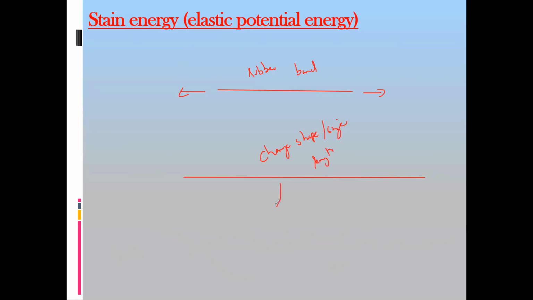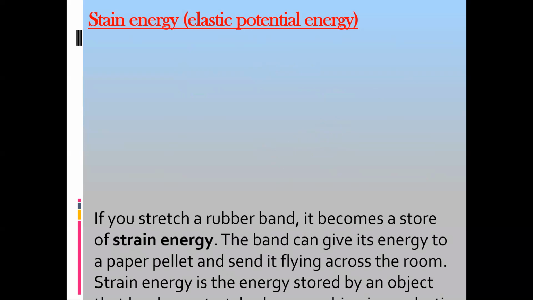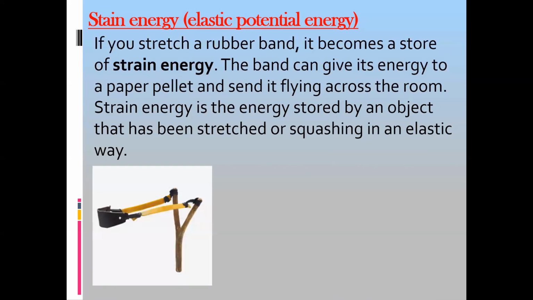And which form of energy does it store? We call it elastic strain energy. So whenever objects store energy due to deformation, change in length, shape or size, they will have elastic strain energy. For example, a catapult.